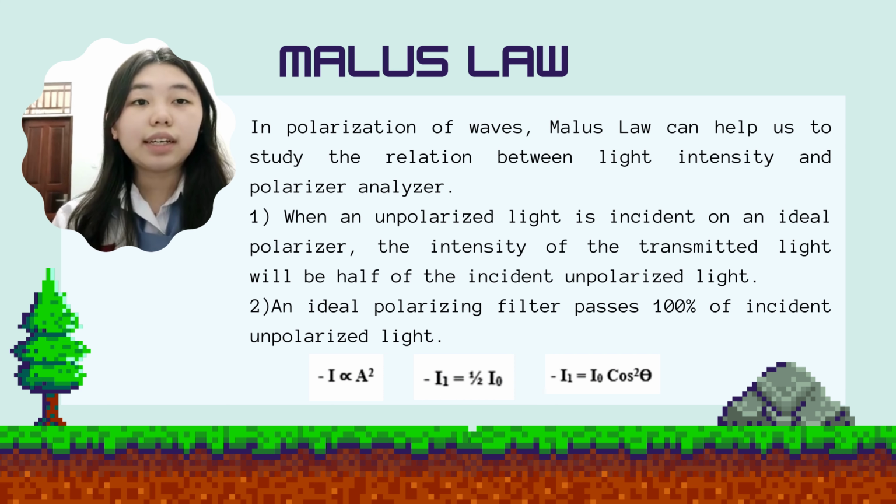There are three formulas of Malus' law. The first one is intensity is directly proportional to the amplitude squared. The second one is intensity 1 is the same as half of the original intensity. And the third one is intensity 2 is the same as intensity 1 times cos squared theta.